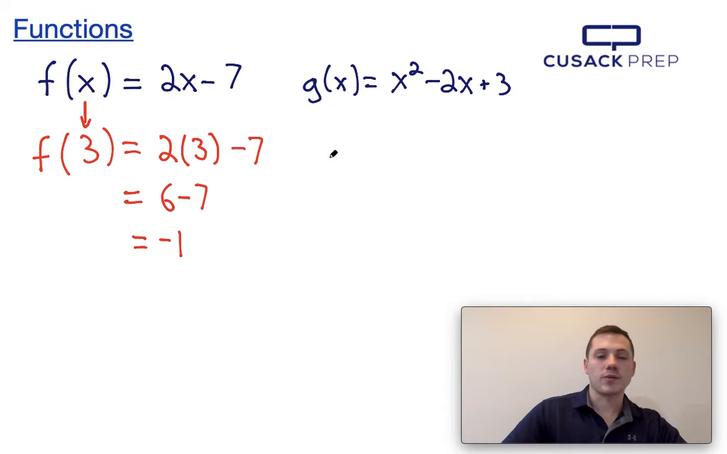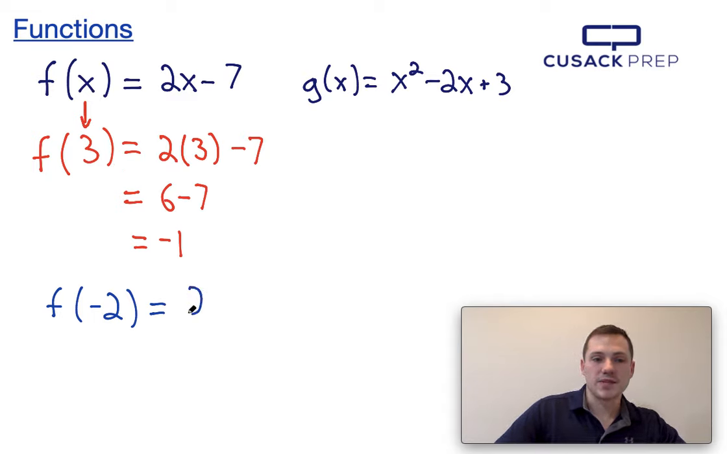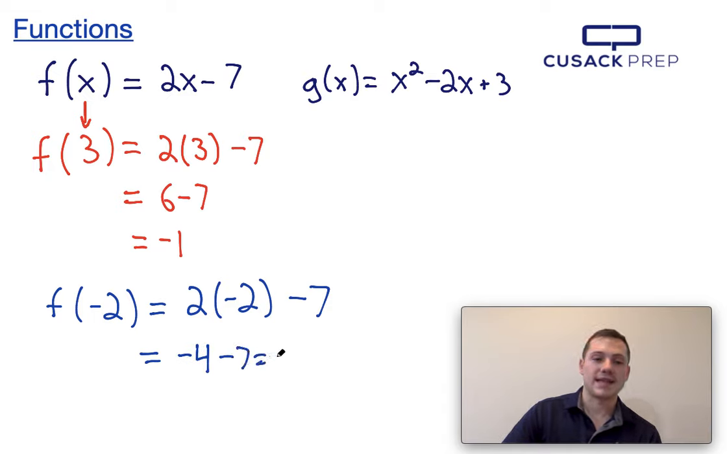Let's take a look at another one. Let's say I wanted you to figure out what f of negative 2 was. So just like before, we can see that instead of x, we have negative 2. So this is going to be 2 times negative 2 minus 7. Again, parentheses. Now, following order of operations, 2 times negative 2 is negative 4, and negative 4 minus 7 is going to give us negative 11.